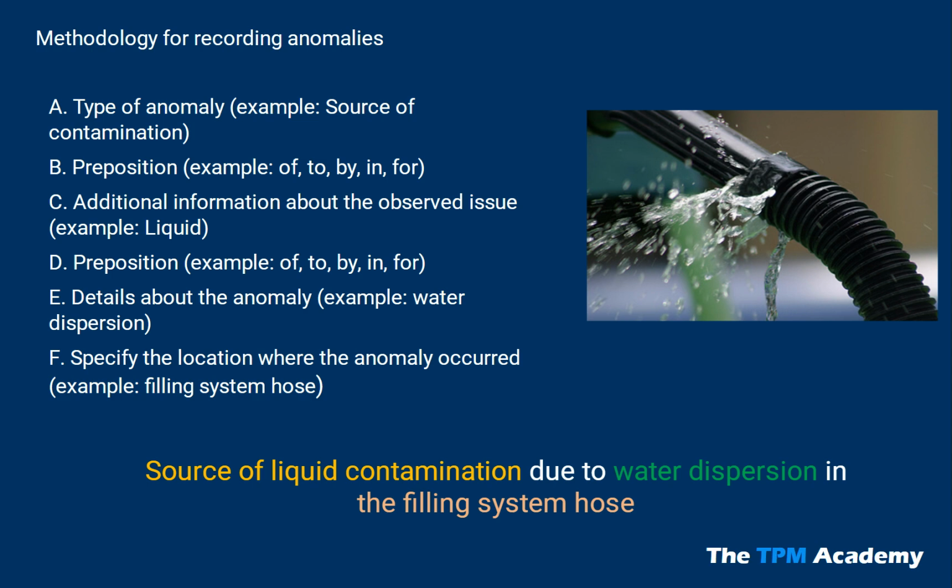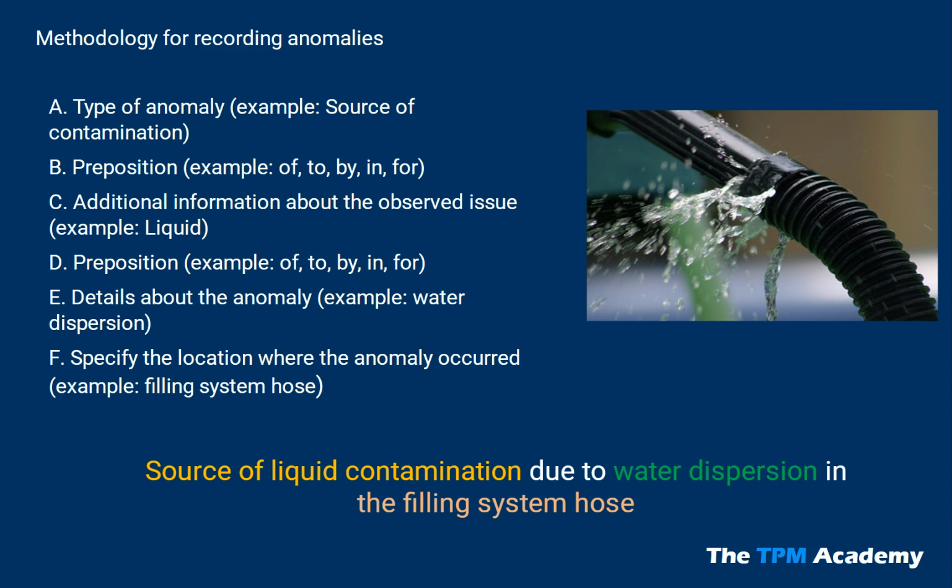Type of anomaly. Example: source of contamination. Preposition. Example: of, to, by, in, for. Additional information about the observed issue. Example: liquid. Preposition. Example: of, to, by, in, for. Details about the anomaly. Example: water dispersion. Specify the location where the anomaly occurred. Example: filling system hose. For the example provided, the anomaly report would be as follows. Source of liquid contamination, due to water dispersion in the filling system hose.